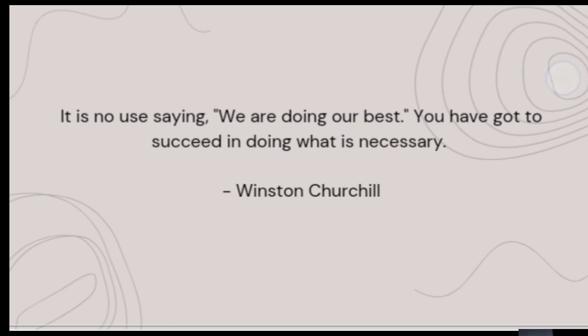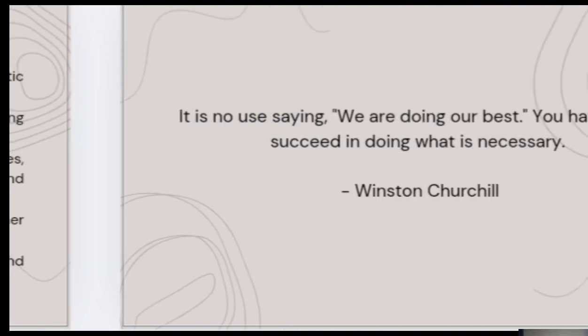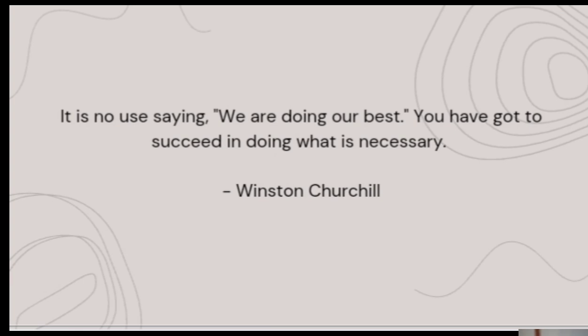In life and in work, this serves as a powerful reminder to prioritize outcomes over intentions. It challenges us to not only put effort but to ensure our actions align with what is truly needed to accomplish our goals. That would be all.